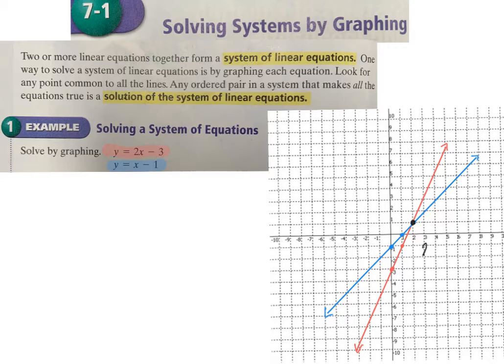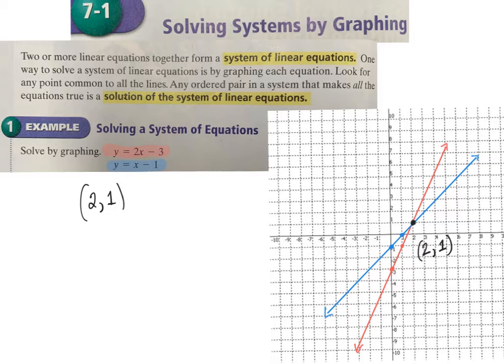This point is 2, 1. And so my answer, or my solution to this systems of equations, would be 2, 1. What that means is if I were to plug in an x of 2 and a y of 1 into those equations, it should work for both of them. So you can always check it. With graphing, if you don't graph it exactly, sometimes you're going to be off a little bit. And so that's why sometimes it's easier to walk it.